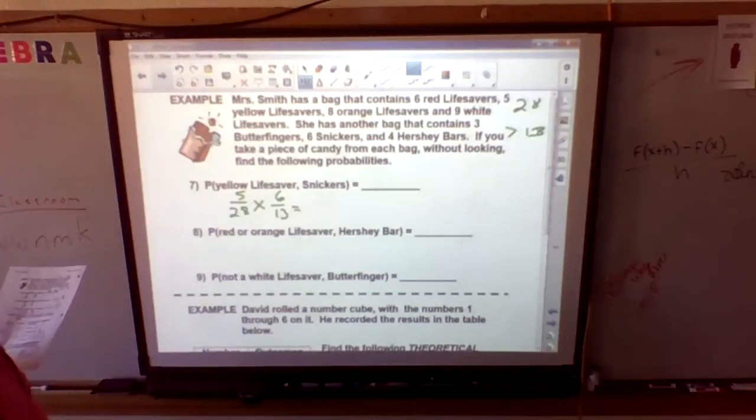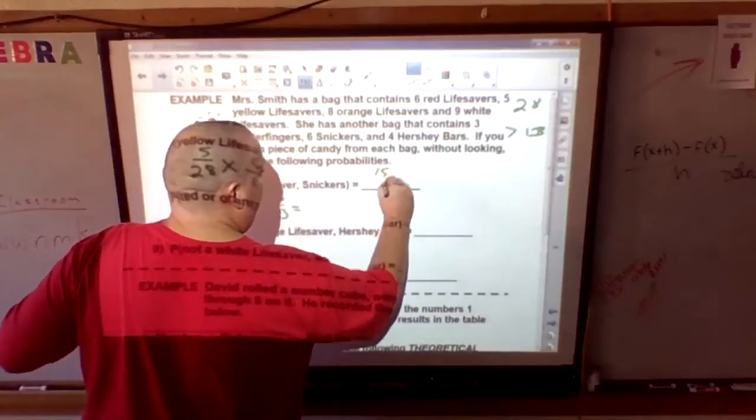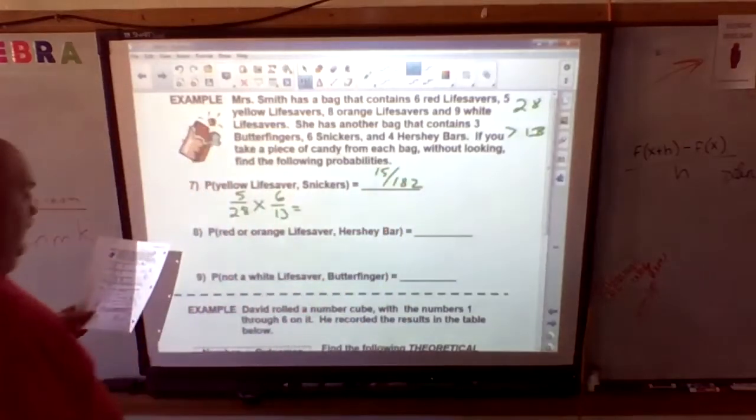And when you multiply those on your calculator and reduce it, you should get 15 over 182.